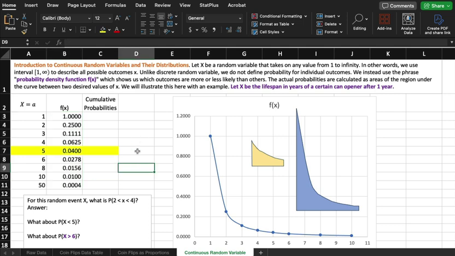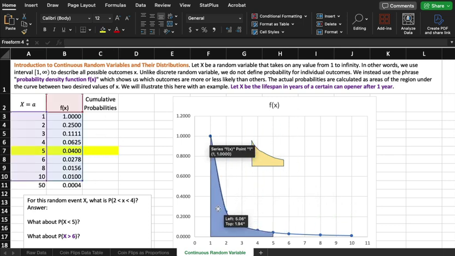All right, so there's only a couple of other things we can talk about before we stop this video and move on to part 2. So I just want to point out one row here for x equals 5, and little f of x is 0.04. And what do we mean by this cumulative probability thing?